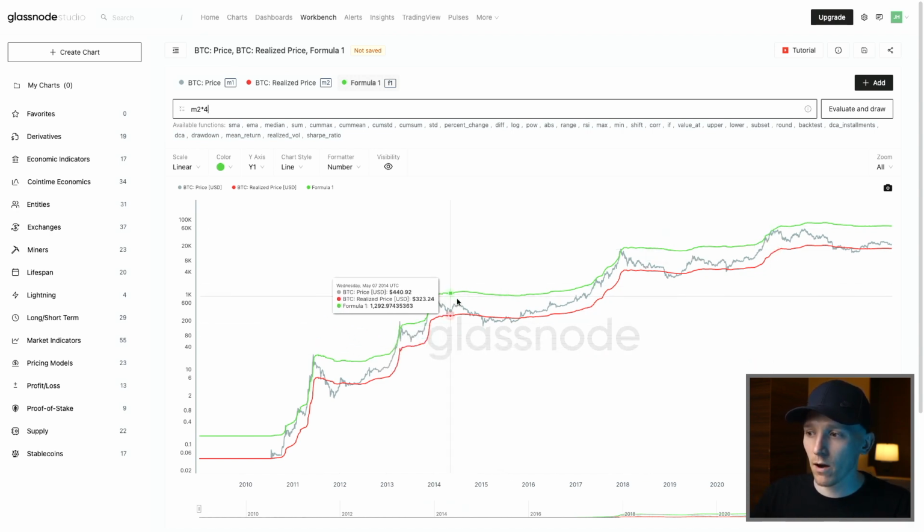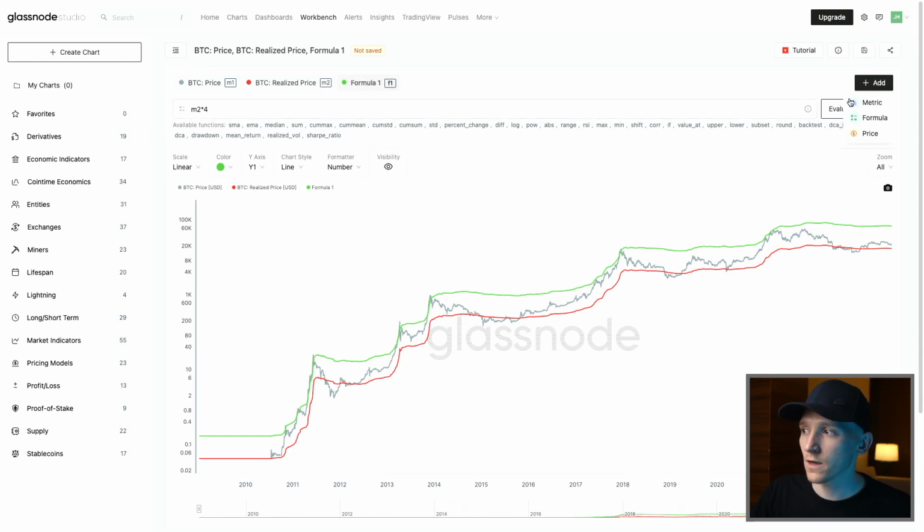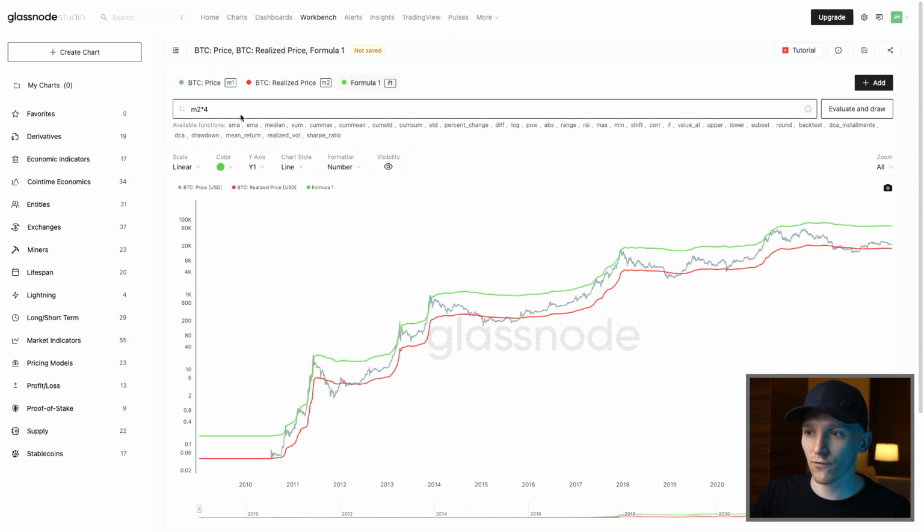And so you can see bear markets and capitulations have now been shown, and bull markets and rises up have been shown, right? So now we have a great chart that we can use with actual on-chain data, and we can use formulas to manipulate that data any way that we want, or we can just add extra metrics on. So that's how you add metrics and actually manipulate them with formulas as well.